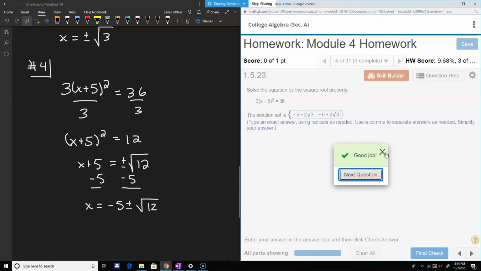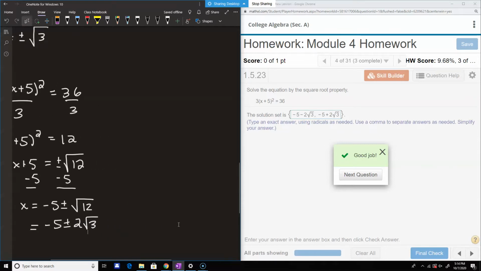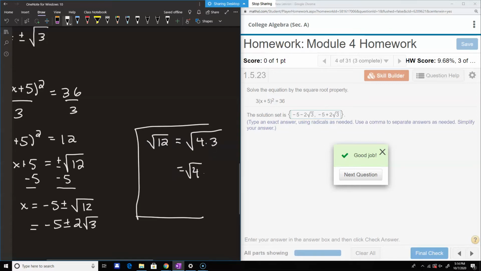So that's it. So let's go ahead and note that over here. And the reason is square root of 12 is the same as the square root of 4 times 3, which is the square root of 4 times the square root of 3, which is 2 radical 3. I believe that's from Module 2. Simple radical form. Any questions on that? Is that clear? Okay.